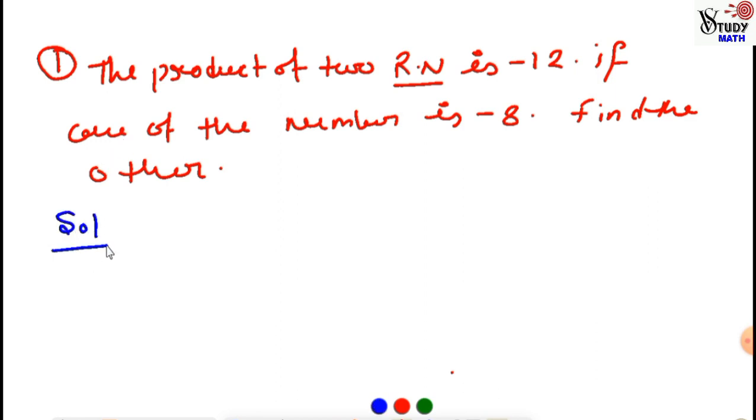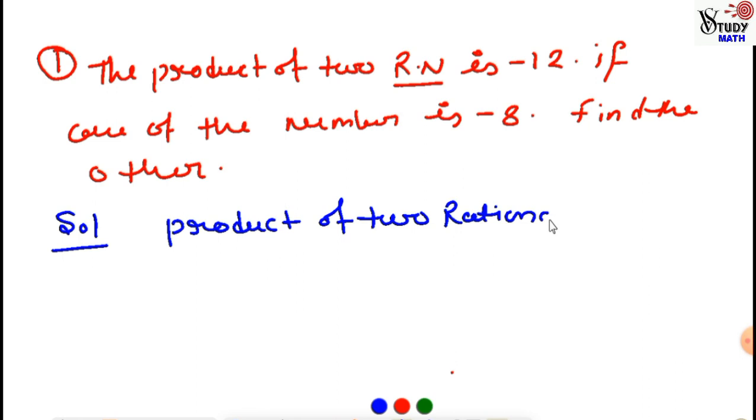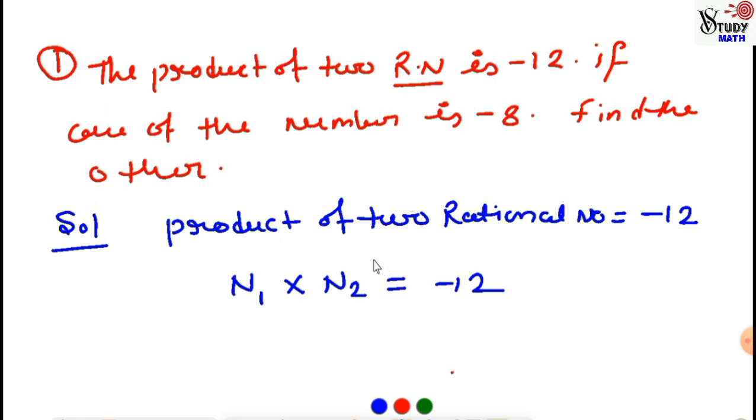Let's solve this question. So first we write the product of two rational numbers is equal to negative 12. How can we write this product? Let the two numbers be n1 and n2. Then it can be written as negative 12. n1 is a rational number, the first rational number, and n2 is the second rational number. So let this 8 be n1. Again we are writing here, given n1 is equal to negative 8.